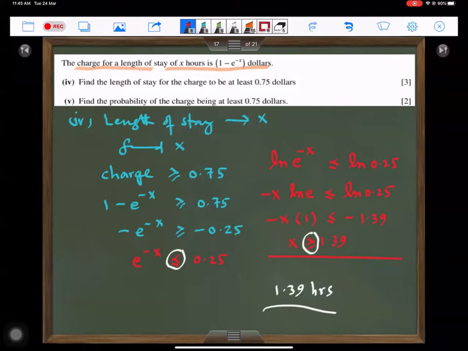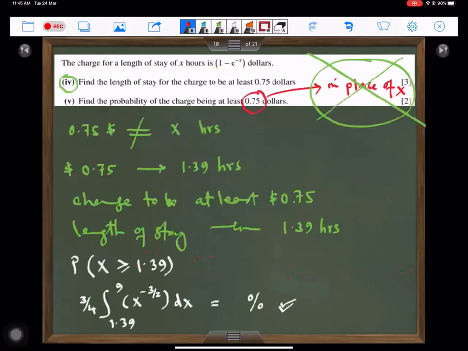So now, greater than or equal to 0.75, take care of the flipping. There were two flips: one because of the initial minus sign on both sides, second because x had a negative sign and the log of a number less than 1 is also negative. So double flip, you get x is greater than or equal to 1.39 hours, which you should write as 1.386 as the exact answer. And for this part, 1.39 is 3 s.f.